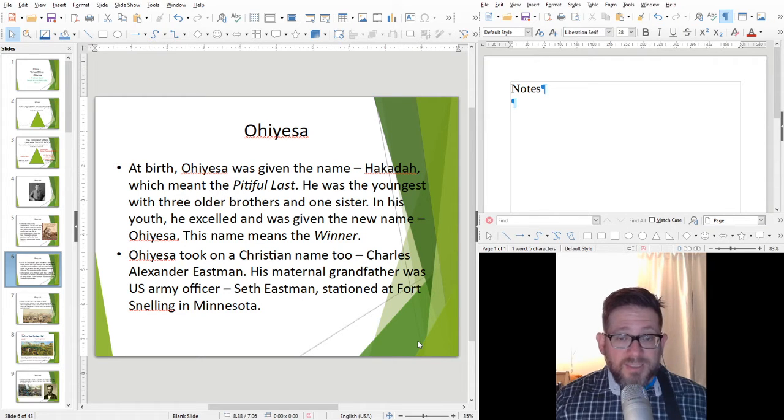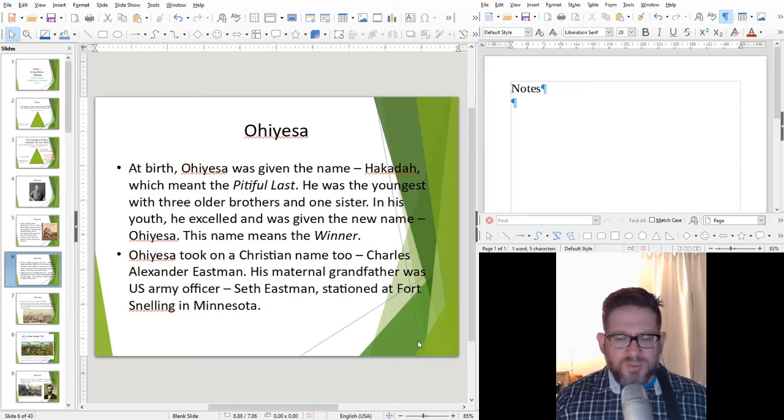The reason he had this name is because his maternal grandfather, on his mom's side, his mom's mom was married to a U.S. Army officer, Seth Eastman, who was stationed at Fort Snelling in Minnesota, which was near the reservation where the grandmother lived, and the grandmother's father was the chief.